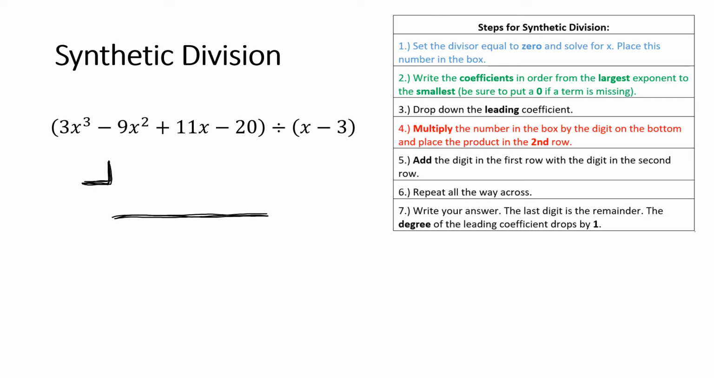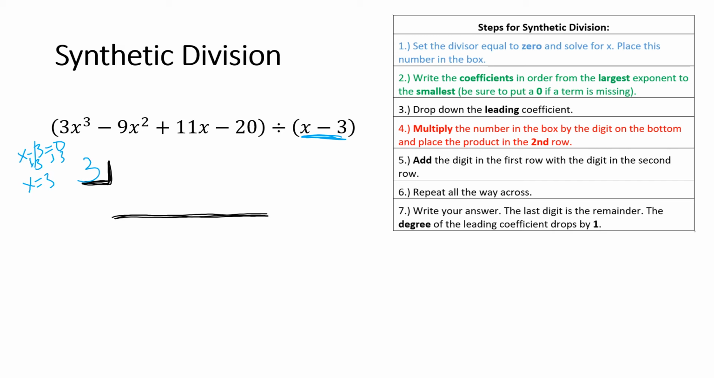I'm going to start by setting the divisor equal to 0 and solving for x. That's the number that's going to go in the box. So I'm going to take x minus 3 equals 0. If I add 3 to both sides, I end up with x equals 3. That's the number that's going to go in the box.